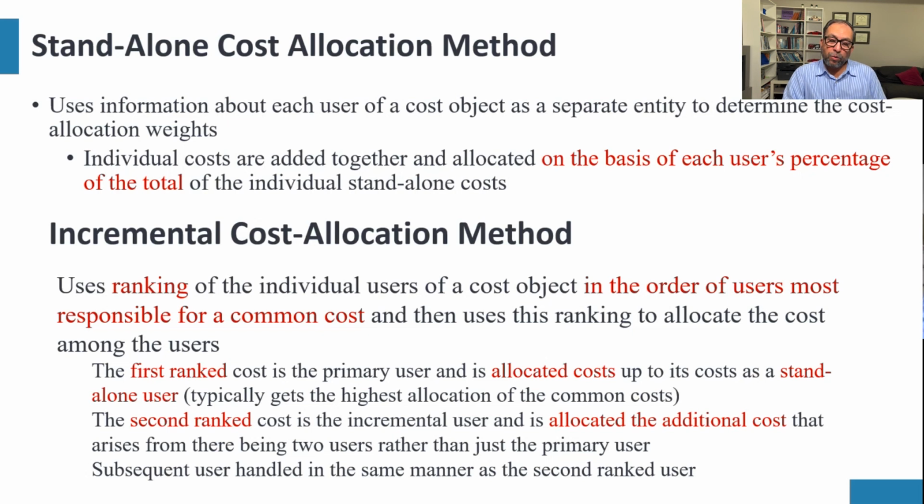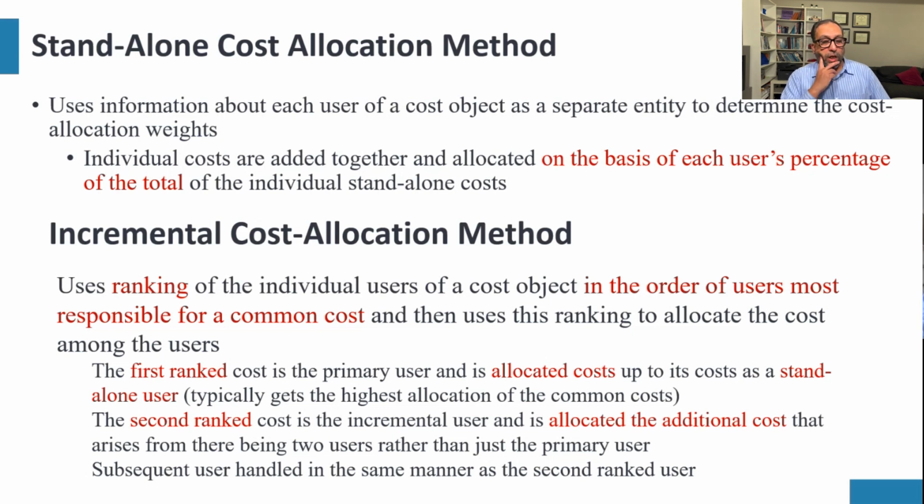The other way is that whatever the first department is using, use it according to their cost if it is done only for that department. Then whatever the incremental amount is, that is just allocated to the second department. So this is using information about each user of a cost object as a separate entity to determine the cost allocation weights, and individual costs are added together and allocated on the basis of each user's percentage of the total of the individual standalone cost. So that's the way that we distribute according to the predetermined, or determined on their previous data, proportion.